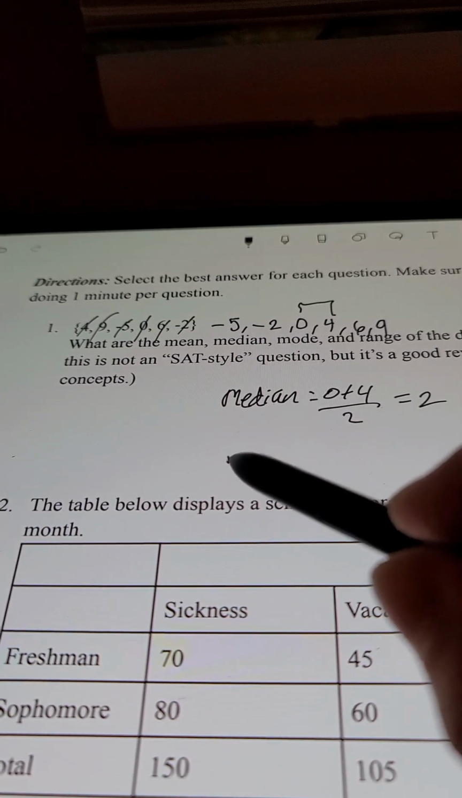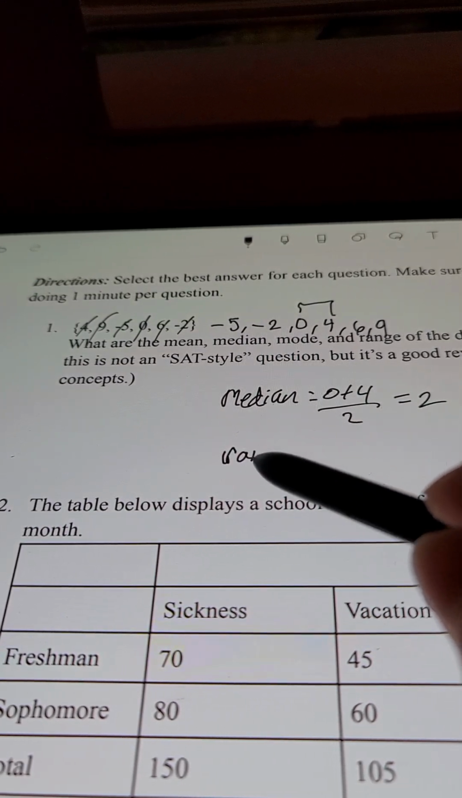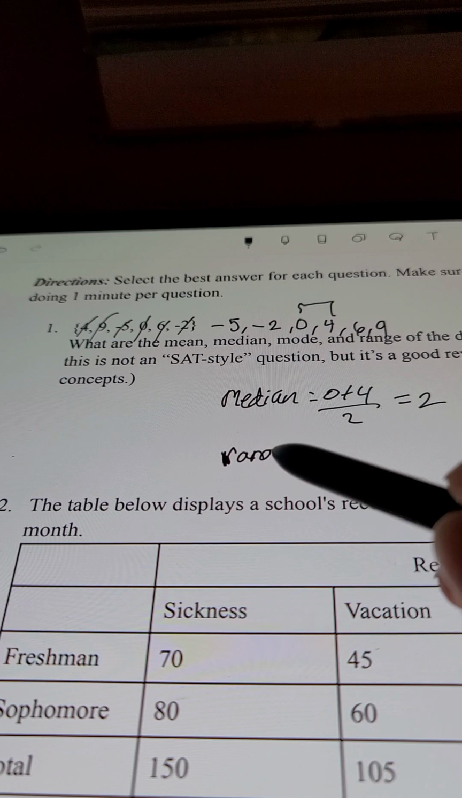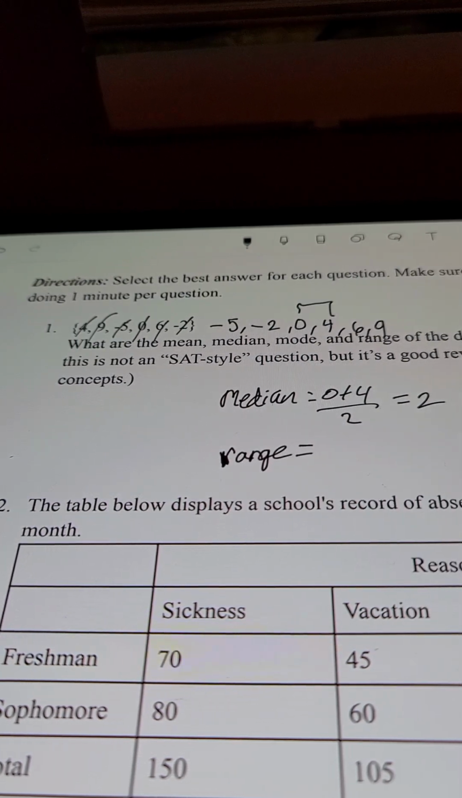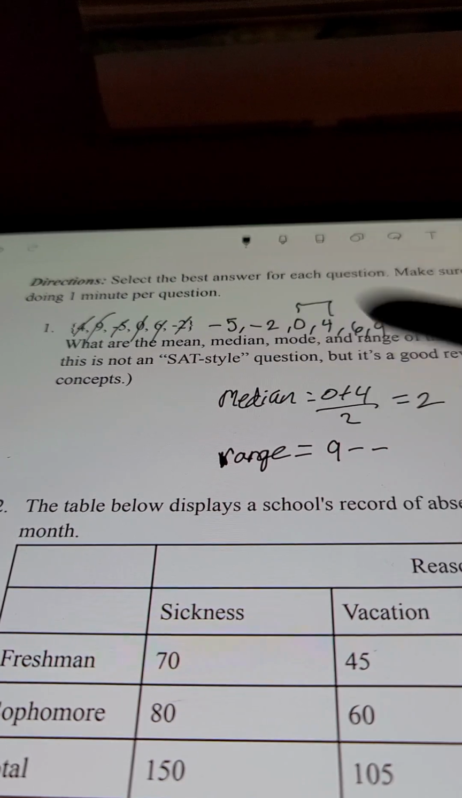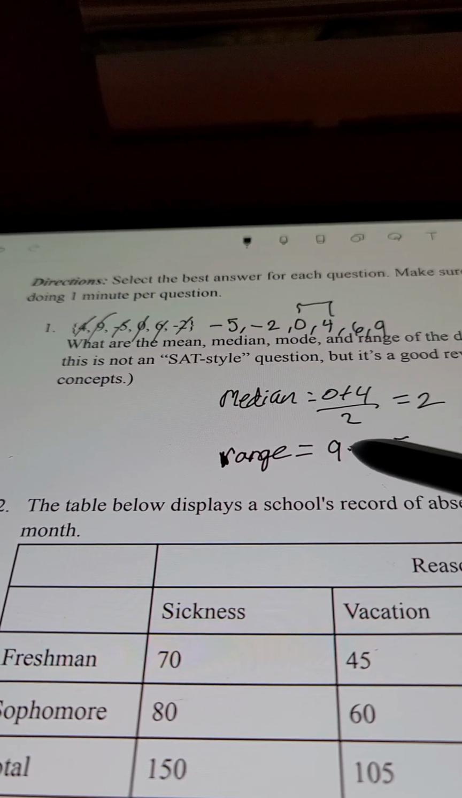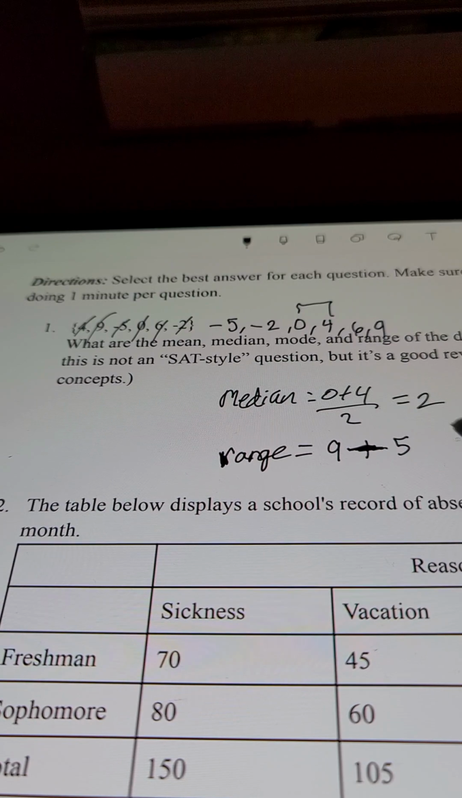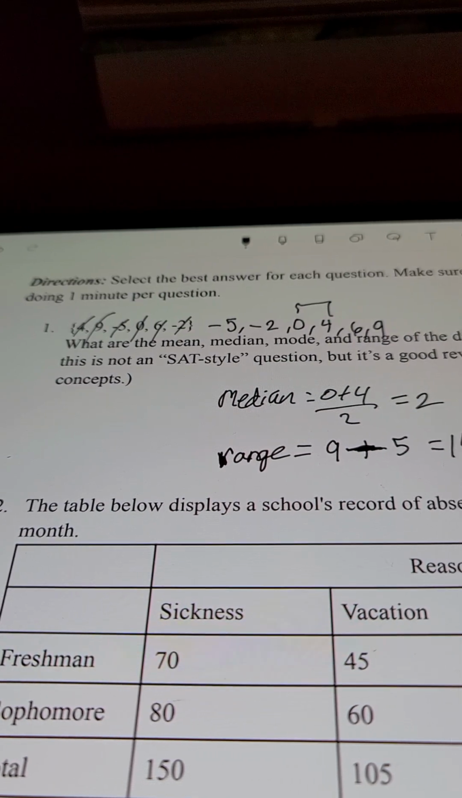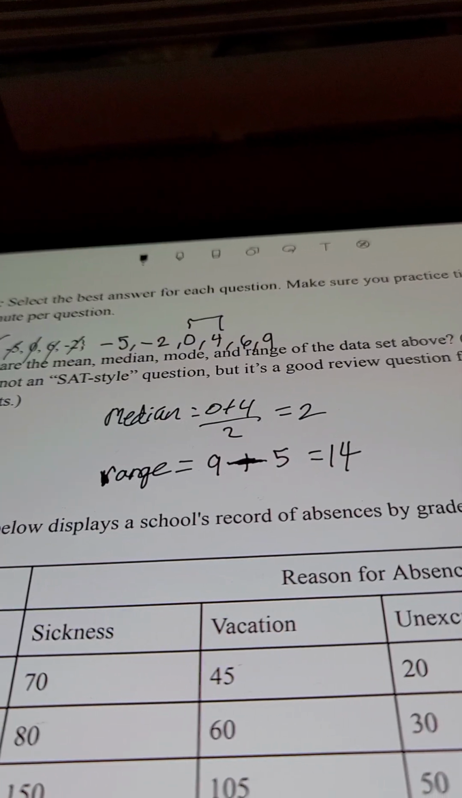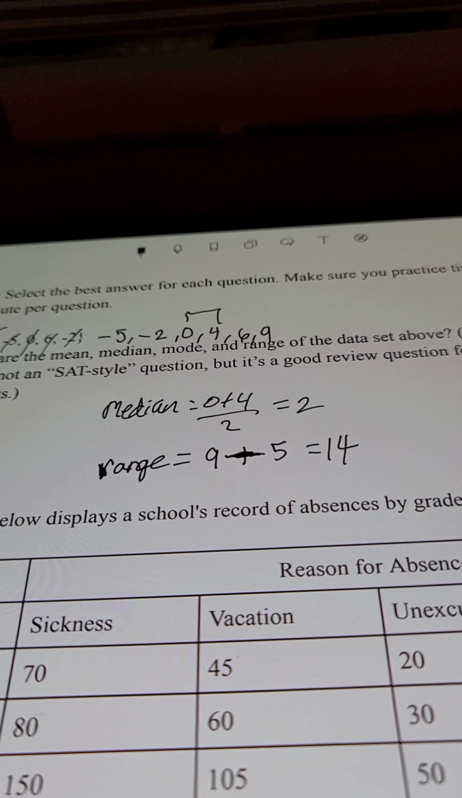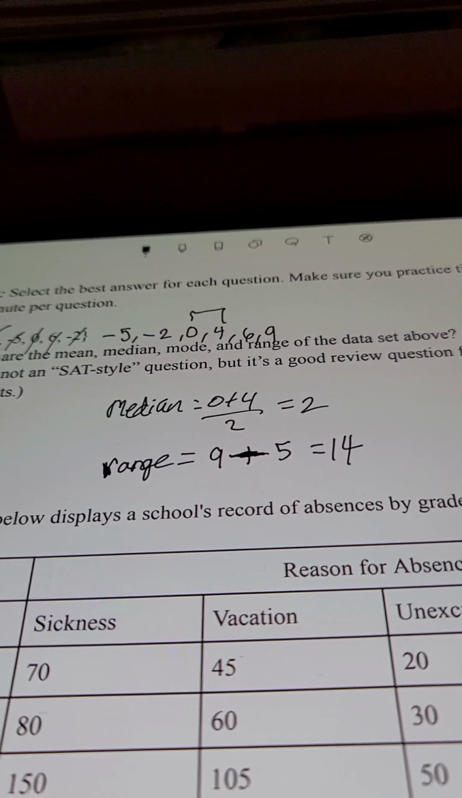Now that we have it least to greatest, we can easily figure out what the range is, because that's another thing that was asked of us. The range is going to be the high minus the low, so 9 minus negative 5, which is the low. Remember, minus a minus is just addition. So that would be 14 as our range. I always just start with the easiest stuff, you know?